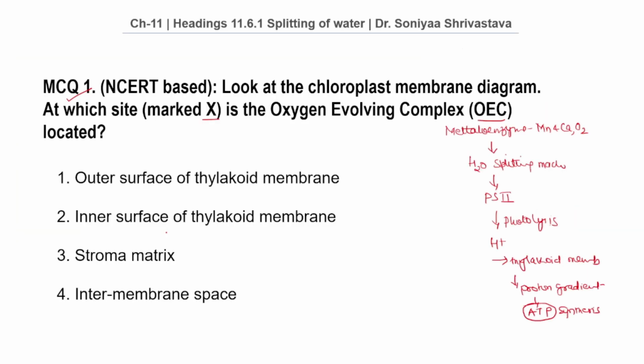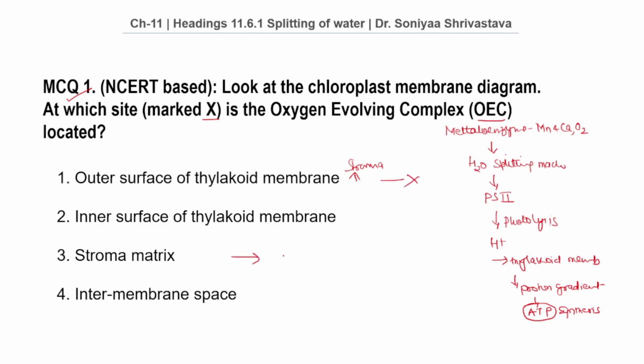Now see our options. Option number 1, outer surface of thylakoid membrane. We know that the outer surface of thylakoid membrane faces the stroma. If water splitting occurs here, the released protons would enter into the stroma instead of lumen. So this option is wrong.